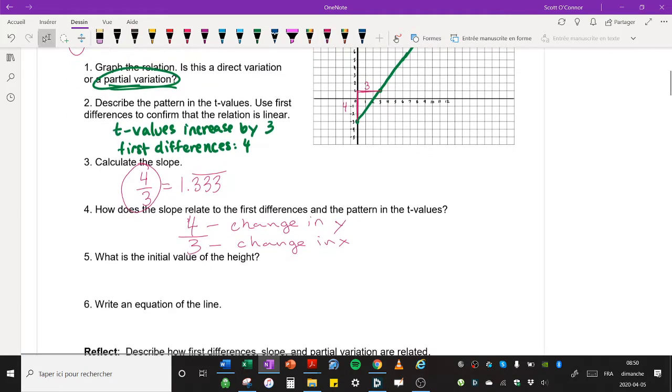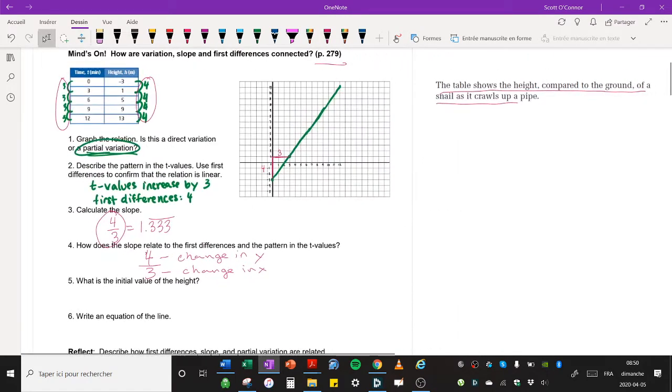Alright, then what is the initial value of the height? So the initial value of the height is going to be the height, or the y value, when the x value is 0. So in this case, when the x value, t, is 0, the height is -3. So that's your initial value. And in this case, it would mean they started 3 meters below the ground.